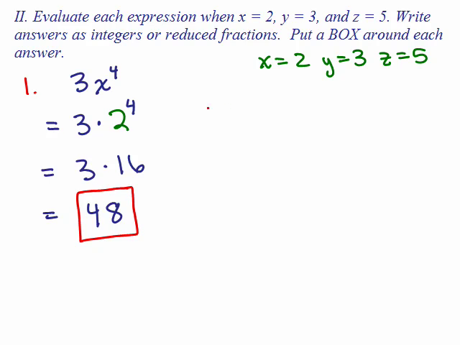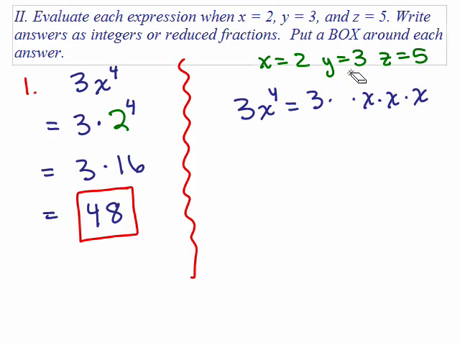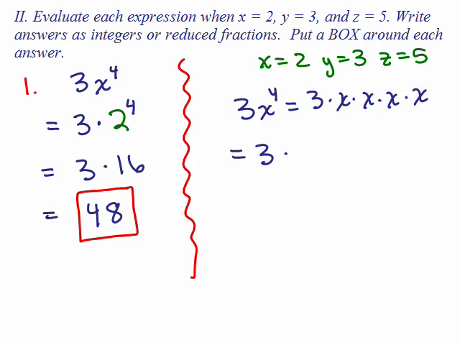I actually like to do it a little bit different. I start off with 3x to the 4th, but before plugging in the value of x, I actually write out what 3x to the 4th means. It means 3 times x times x times x times x. Sorry for that funny looking x. Let's change that so it looks like an x. And now I plug in the values for x. So I'm going to plug in 2 for each x. And we still end up with 48 when you multiply all those numbers together. So that's number 1.